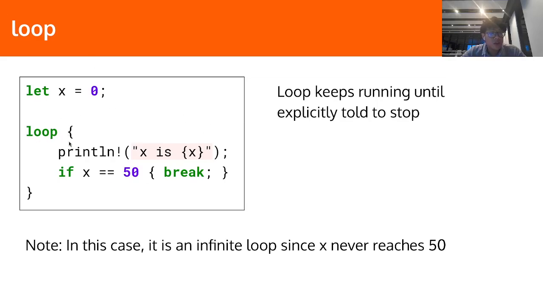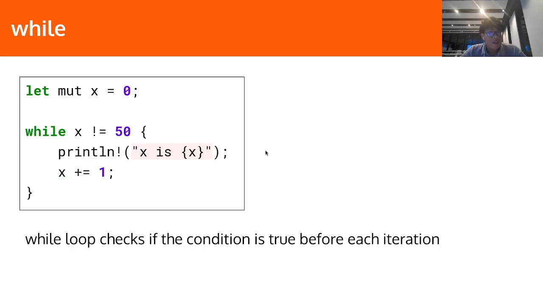So here, this is the body of the loop, and with the loop keyword we will just keep running this loop. So in this case, actually we have an infinite loop because we write here that if x equals 50 we will break, but actually x will always be 0. So this will print x is 0 forever, and this is an example of a loop that will never terminate.